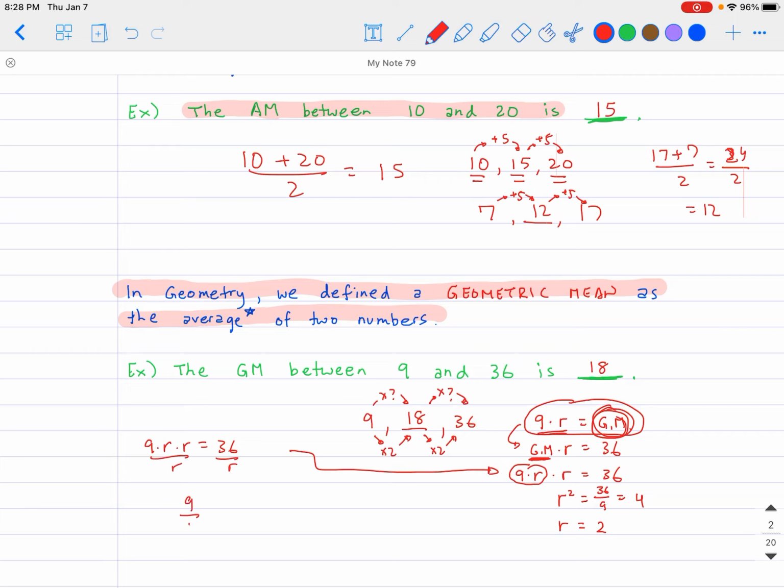We have 9 divided by r is, oh, sorry, messed it up over there. We have 9 times r because we got rid of one of the r. So 9 times r is equal to 36 divided by r.